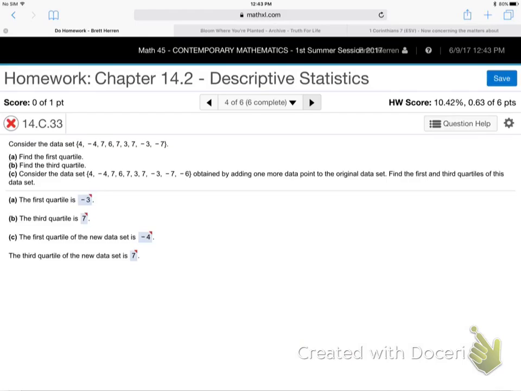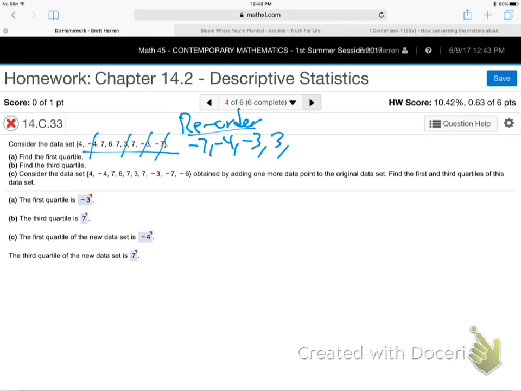Okay, so they're asked. So first off, we got to reorder this data set. Reorder from low to high. So what's the lowest number? Looks like -7, then the -4, and then -3. Then what? The 3, the regular 3.